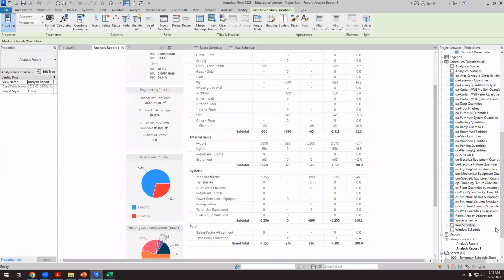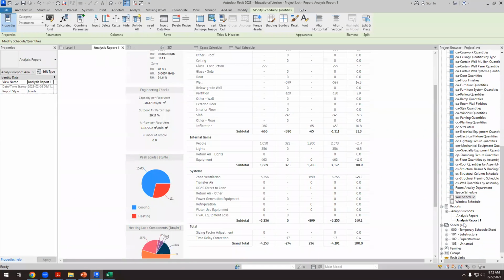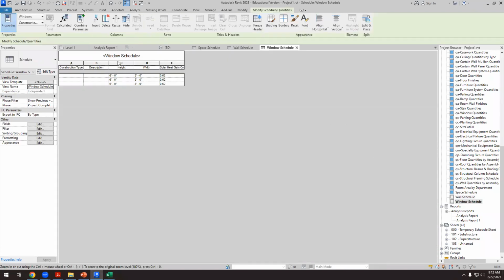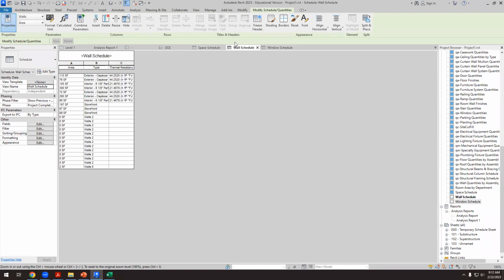In the schedule, window schedule, here we have the area of these windows, and in the wall schedule, we find the area of the storefront. Okay, so we have to add up the area of the curtain wall plus windows in the south, area of the curtain wall and windows in the north, and so on and so forth.